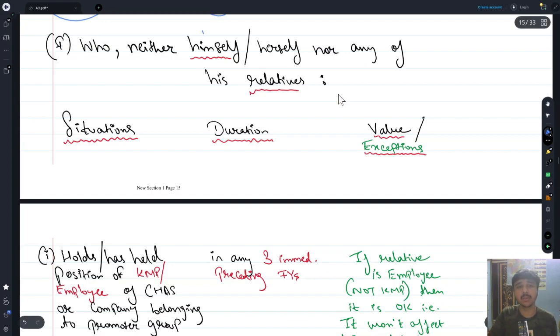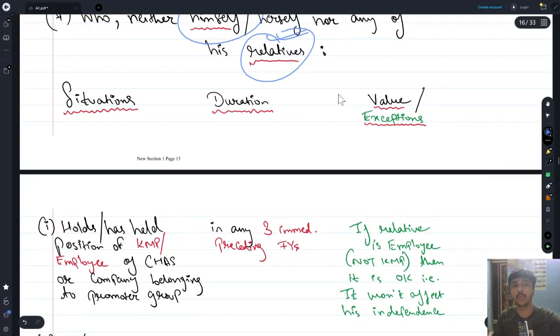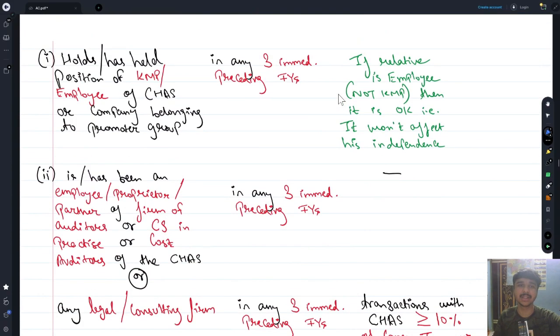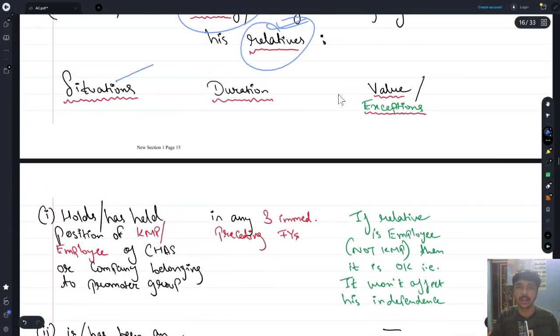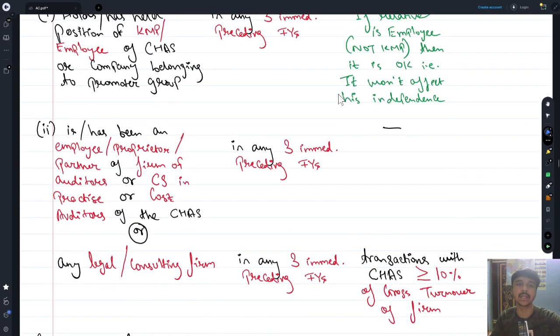Now I'm talking about himself and his relatives both, okay? So the ones who are going to call you one day before your result, I'm talking about them also, and I'm talking about you also, the one who is going to be a chartered accountant in this CA final results. So for both of you, there are certain situations, certain durations, and certain values or exceptions, which if you fulfill, you are not an independent director anymore.